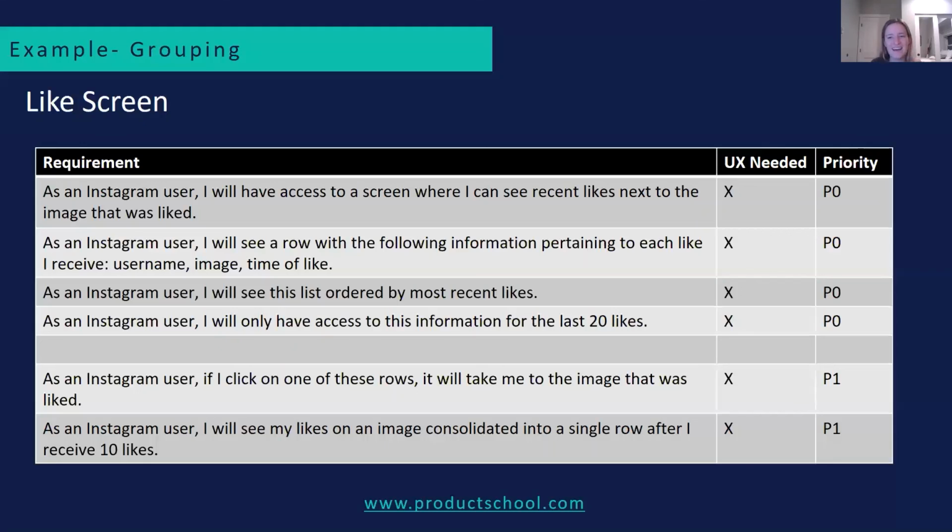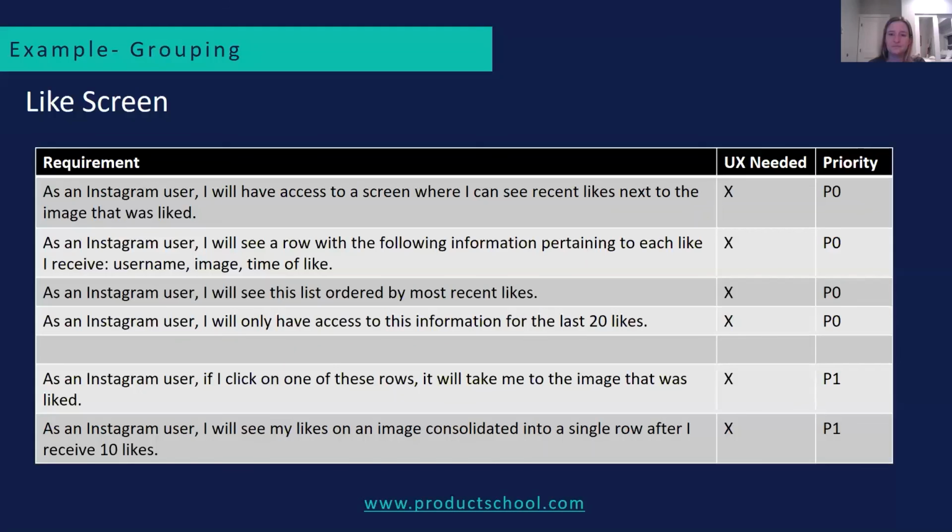Oh, and one thing to add, I do like including a row or a column that says which require UX. So that helps, one, the UX designer realize what work they need to put in, and then it also reminds the developers that if there's an X next to that, they should be looking at a design for that feature or for that requirement.